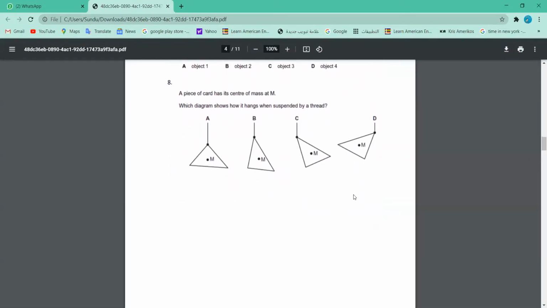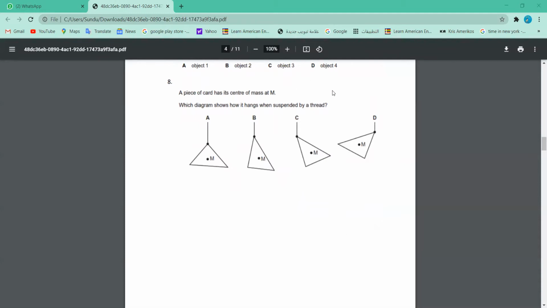Okay, question number 8. A piece of cord has its center of mass at M. Which diagram shows how it hangs when suspended by a thread? Does anybody want to answer and explain? Muaz? Some new participants? Ramin? Yes. Come on, people. Yes, Zainab?